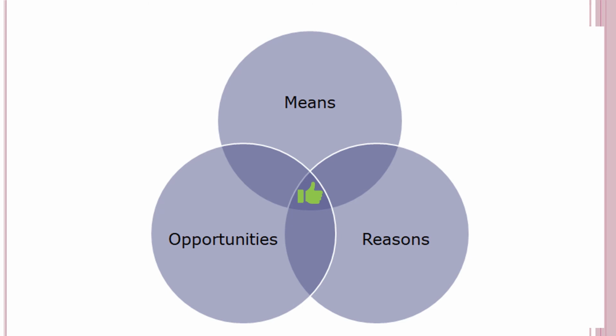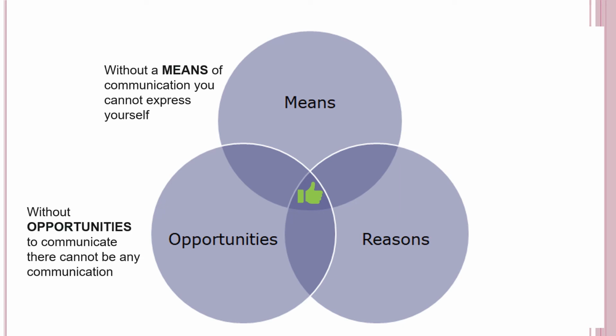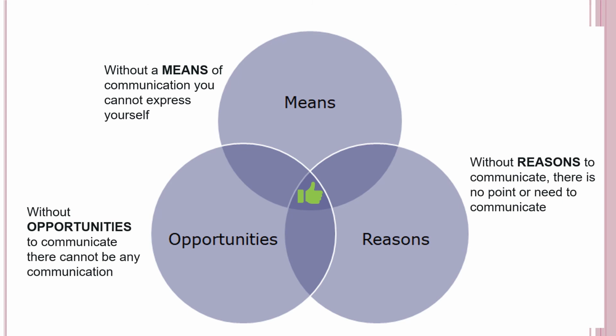The highlighted area in the centre of our model is where effective communication would take place. If any of the elements are missing, then functional communication cannot happen. Regardless of a child's particular communication needs, we would encourage you to make sure that there is an overlap of the means, reasons, and opportunities. When a child is supported in all of these areas, whether that's a toddler with delayed physical skills or a teenager with a stammer, then they will be in a stronger position to achieve their communication potential.